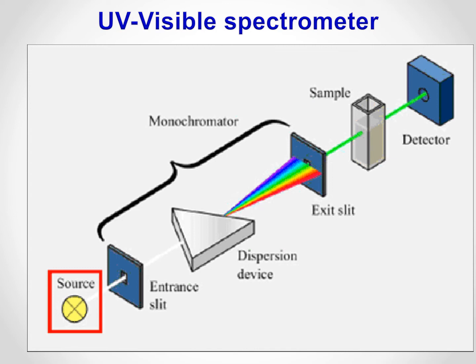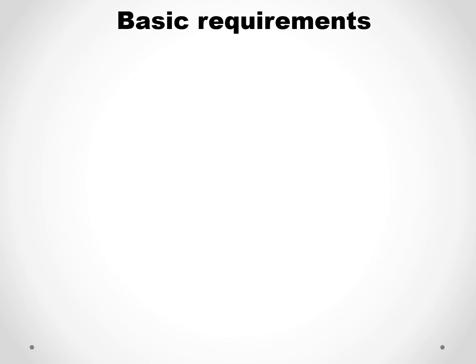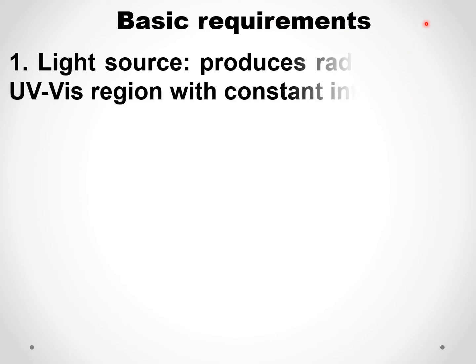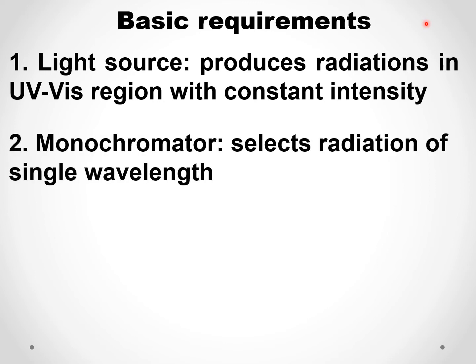These are the different parts. Once again we can go through the requirements. There is a light source which produces radiations in the UV visible region with constant intensity. That is the important thing, constant intensity. And you have a monochromator which selects the radiation of a single wavelength. Now you can set that. If you set 250 nanometers, then only that radiation will be coming out. And you can vary that also. You can set 200, then change it to 201, then 202. Likewise, you can vary that.